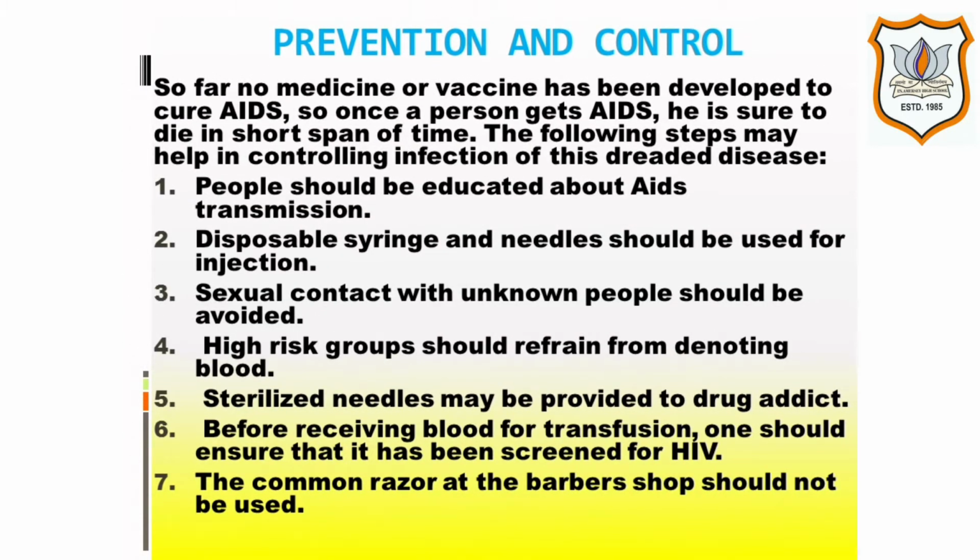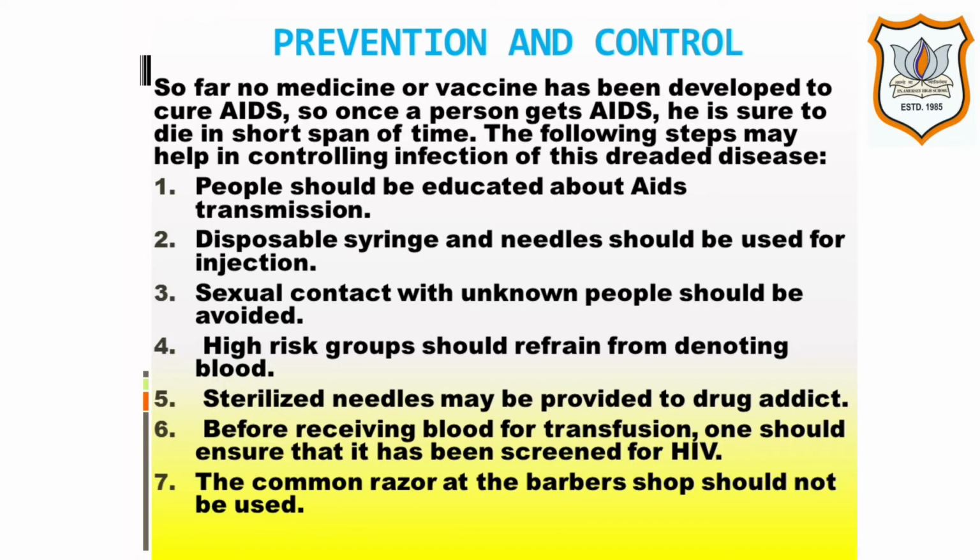What are the prevention and control of AIDS disease? As you know, no medicine or vaccine has been developed to cure AIDS. So once a person gets AIDS, he is sure to die in a short span of time. The following steps may help in controlling infection of this dreaded disease. First one is people should be educated about AIDS transmission.